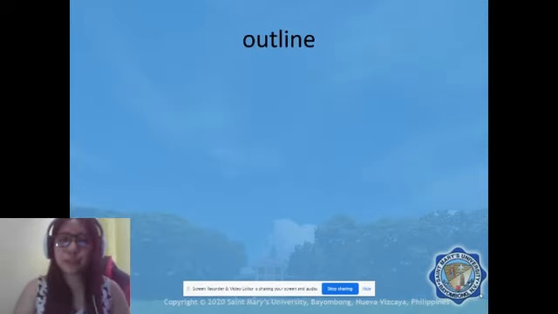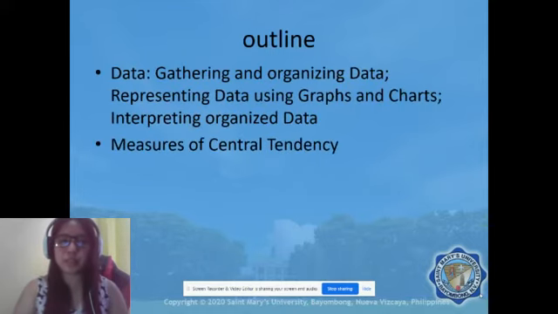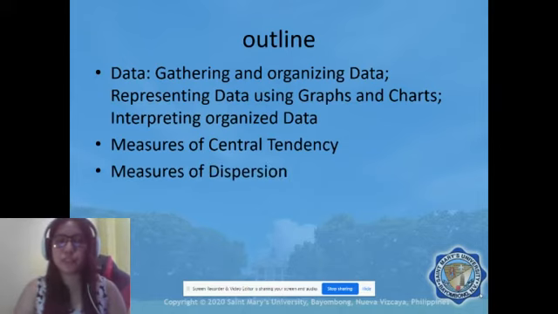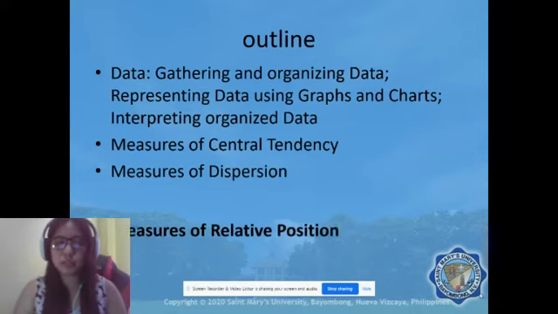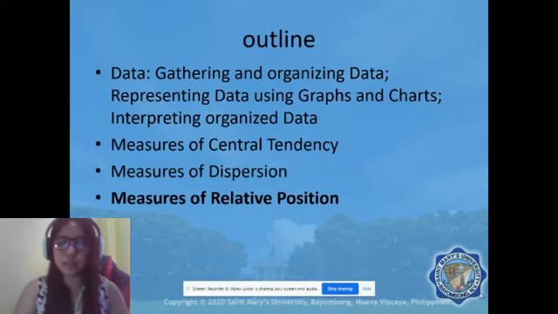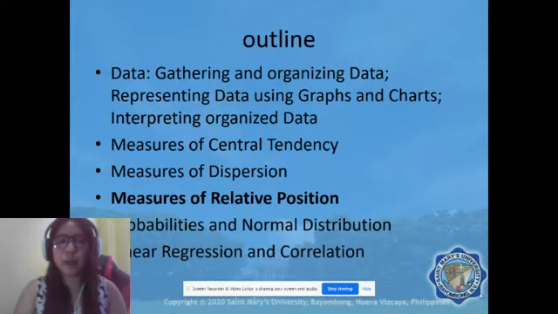So for our outline for the whole data management, this is the same outline presented in the other videos. We have data, measures of central tendency, measures of dispersion, and next is measures of relative position, to be followed by probabilities and normal distribution, and we will end up with linear regression and correlation. We are actually done with the first three topics, and measures of central tendency and dispersion were also discussed in the live streaming on Facebook.